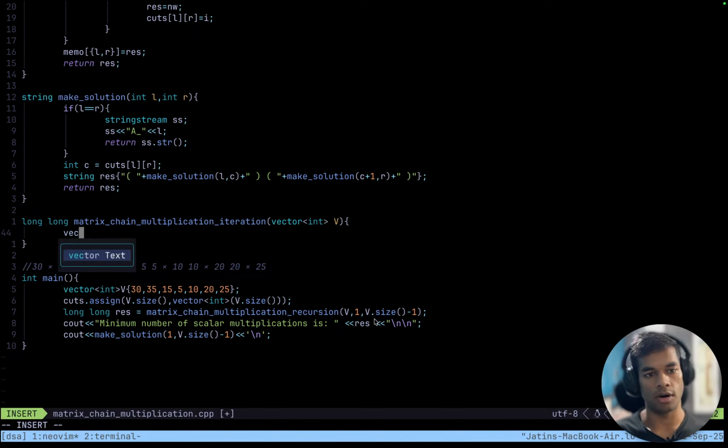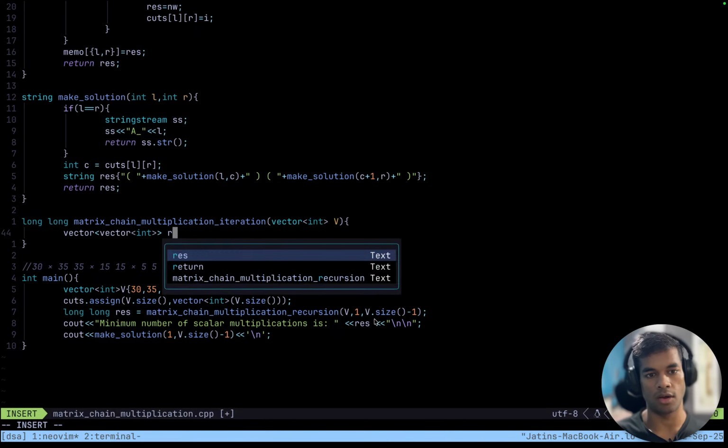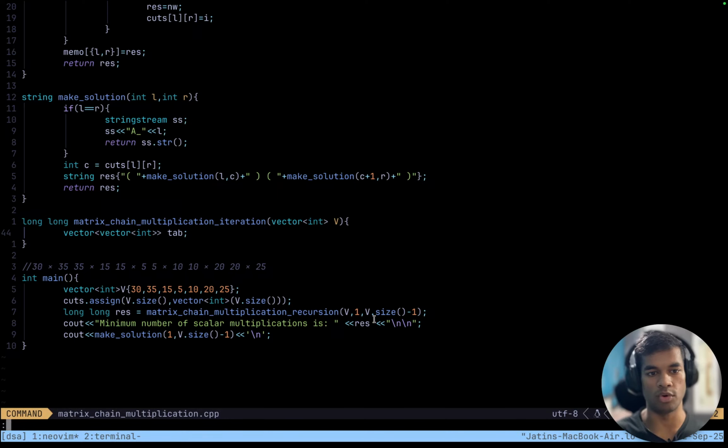And we will have a two-dimensional vector which will store integers, and we will call it res or tab, as in tabulation. We also need to give it dimensions. V dot size, the size of the outer vector, and the internal vector of integers will also have the same size.